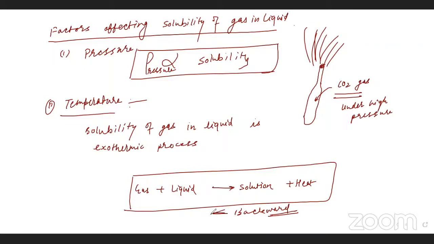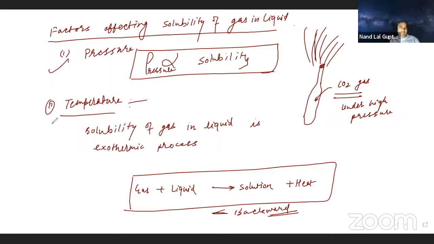So the first factor we studied is pressure, the second factor is temperature, and the third factor is interaction. Interaction means if the gas particle makes a proper similar bond with the liquid particle, it will be highly soluble. And if it does not, it will be less soluble.